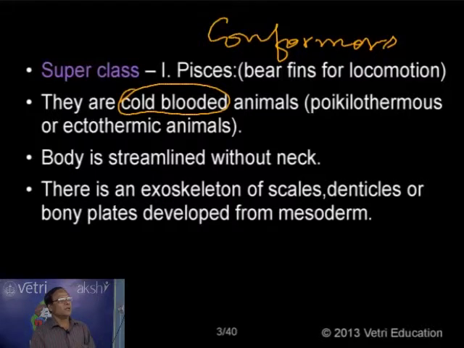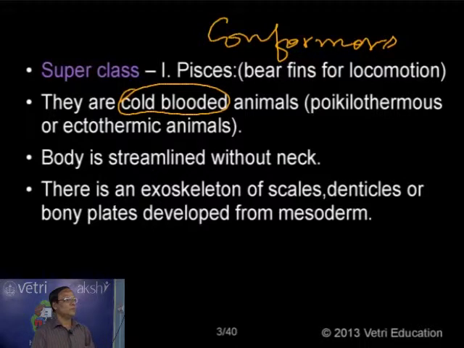Hence they are normally called conformers, unlike the regulators. The birds and human beings, for example, the mammals, are regulators as we have the capacity of maintaining a constant body temperature. Now these animals are cold-blooded. The meaning of that is they do not have a constant body temperature. They can adjust the temperature according to the temperature of the surroundings.